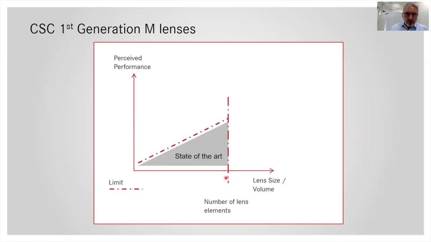And this green field here, I call it green field, is the area where innovation needs to be introduced. We want to get better performance, perceived performance, without increasing the size. This is a simple view on the things, but it explains a lot, I think.